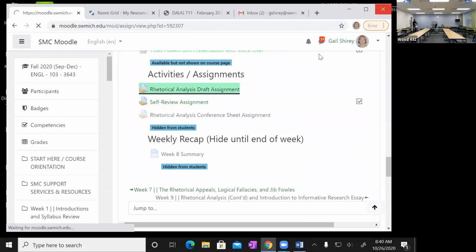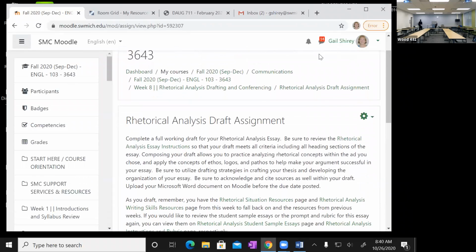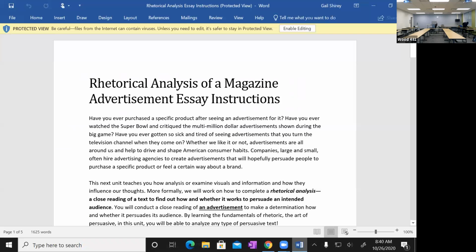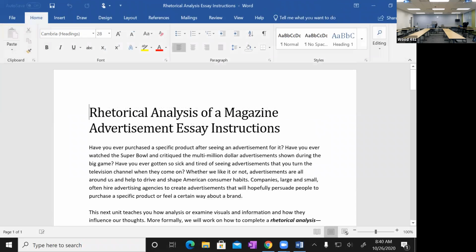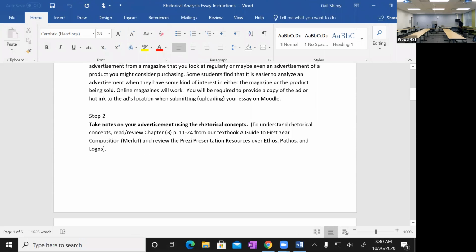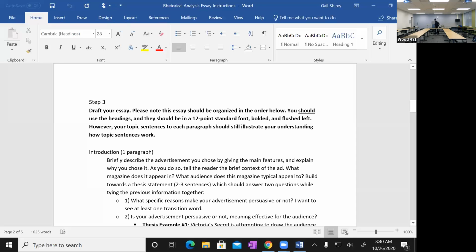So in rhetorical analysis draft assignment, as you know, I have some things embedded, in particular, the actual instructions for the essay. This is really important that you go over them and that you review them and that your essay is set up and structured according to these instructions. If you go through here, step 1 and step 2 should be done. You should already have your ad. You should have taken notes. Hopefully you kept your ad within your magazine, so you have all of the information in case you miss something on your notes. But essentially we're at step 3, which is drafting.